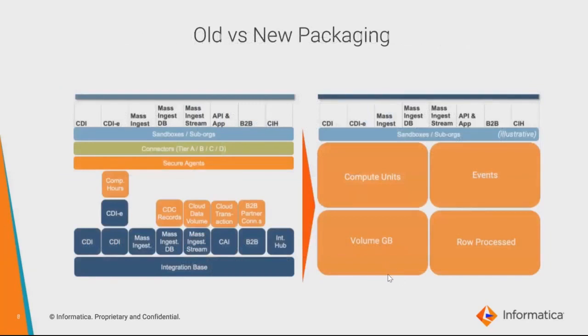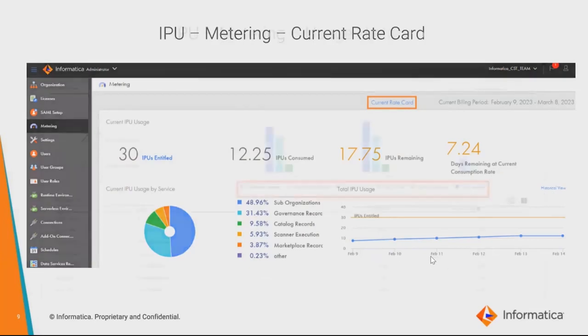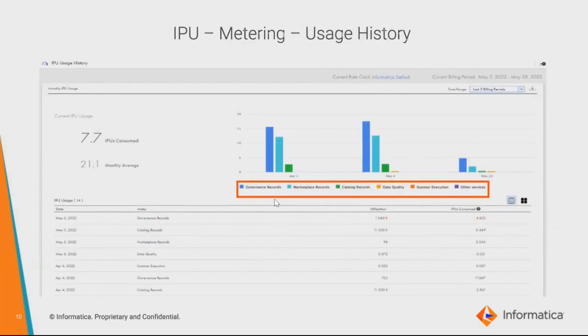Here's the old versus new packaging. Here's how you can see the metering on the administrator panel. You can go to the metering section and see the current rate card, how many IPUs are entitled, and the usage metrics by service, and also the billing cycle with the graph shown as a trend of total IPU usage. Here is a usage history, governance records, marketplace records. It's by records. You can see by service and how much is the IPU consumed.